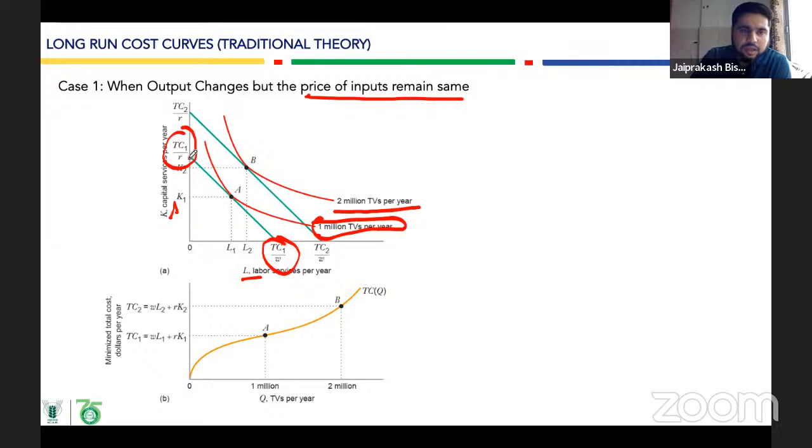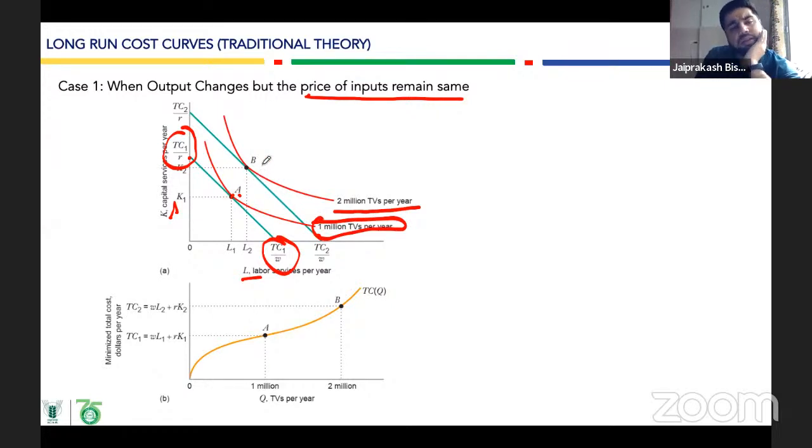ठीक है, ये TC1R, ये ग्रीन लाइन, ठीक है, this is your iso cost line. When these two, iso cost line and iso quant line, are tangent to each other, okay, at this point A is your cost minimization point. Okay, this is your cost minimization point which is required to produce 1 million TV per year.